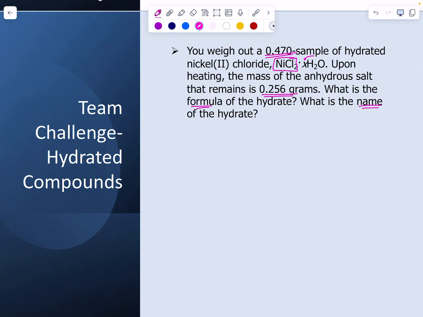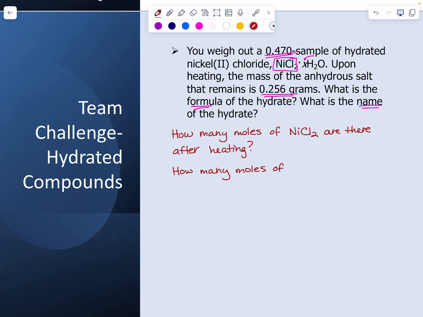So I'm going to put some hints in the form of questions up here. How many moles of NiCl2 are there after heating? How many moles of water is lost?